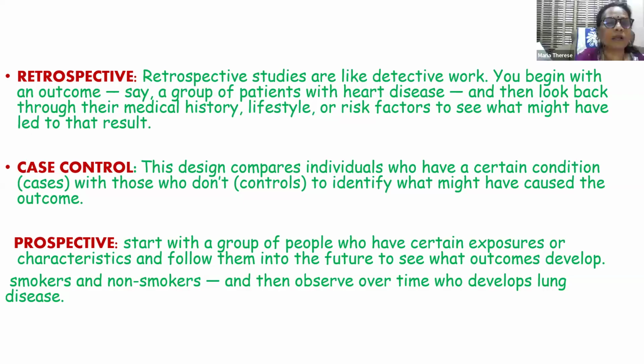It can be obtained through their medical history, lifestyle, and risk factors, to see what might have led to the result. So initially we have the outcome. In order to confirm a particular outcome, for example heart disease, we go back to the other factors to find out what led to the result.